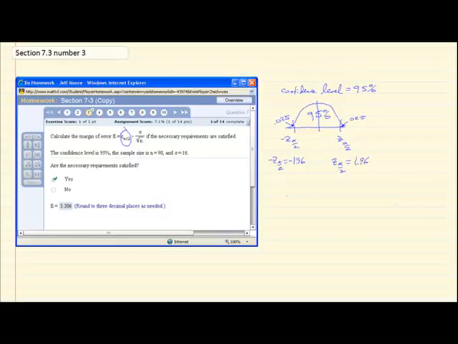The other things that I need are sigma, which is 16, and n, which is 90. So what I'm going to do then is I'm going to calculate E by going Z, 1.96, times sigma, that's 16, over the square root of 90. I'll just punch all that into my calculator. It says to round this thing to 3 decimal places as needed, and I'm going to find that the E is 3.306.